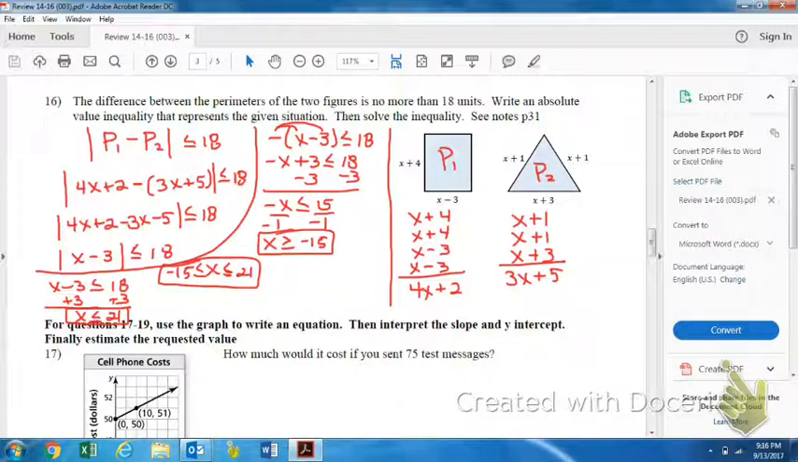So it has to be 3 is less than x, which is less than or equal to 21. It cannot be 3 because if it were 3, the side on the rectangle would go to 0. But it can be a little bit more. This is your answer right here.